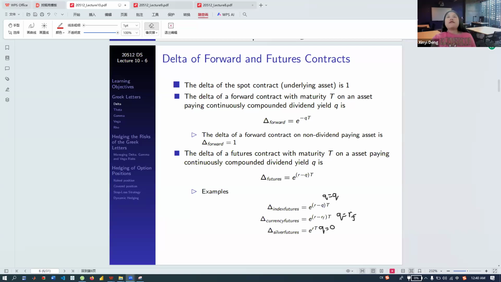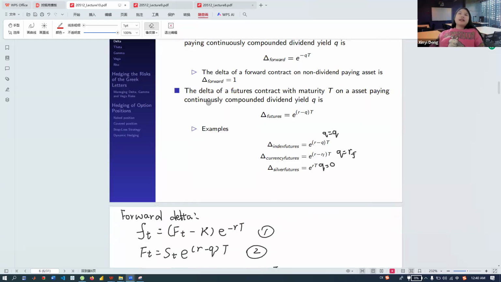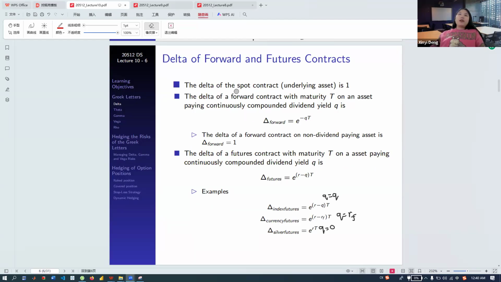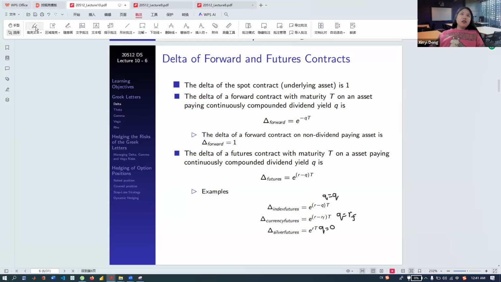Now onto the delta of forward and futures contracts. This slide is showing the delta of the forward contract. I will show you how to derive this, but now let me just walk you through those formulas. For the delta of a forward contract, if the underlying asset is paying a continuously compounded dividend yield, then the delta of that forward contract is equal to e to the power of minus qT.